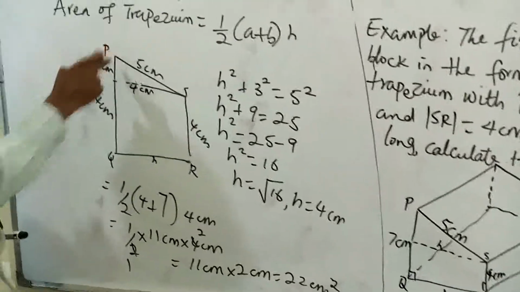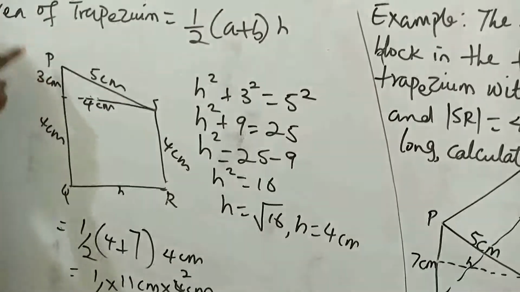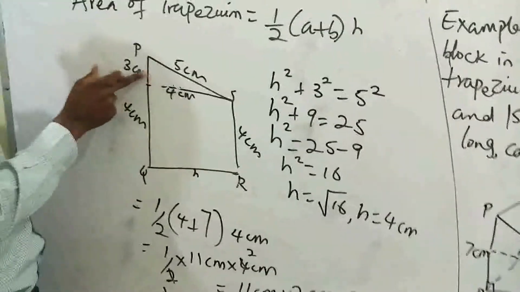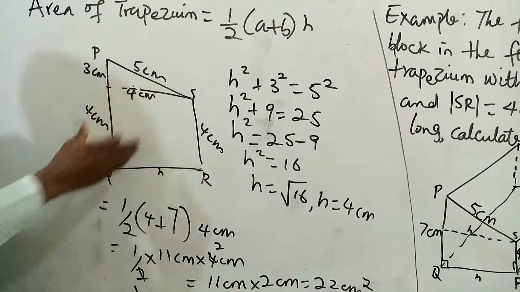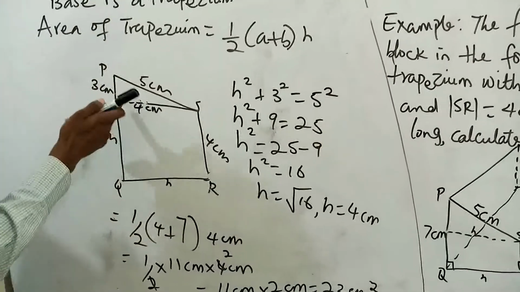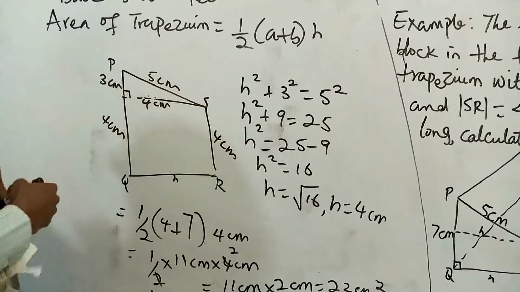Since PQ is 7 cm, for us to get this part, 7 minus 4 gives us 3. So we have 3 cm and we have a hypotenuse. For us to get our height, we apply Pythagoras rule because we are dealing with a right angle triangle.